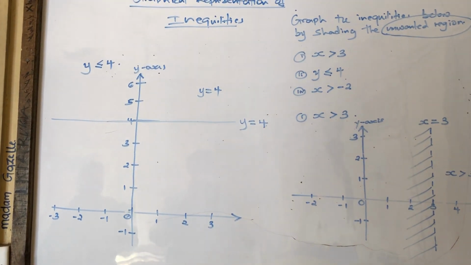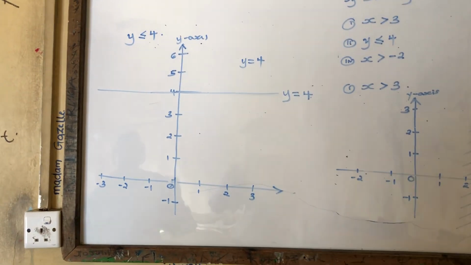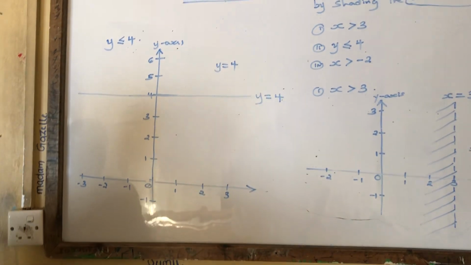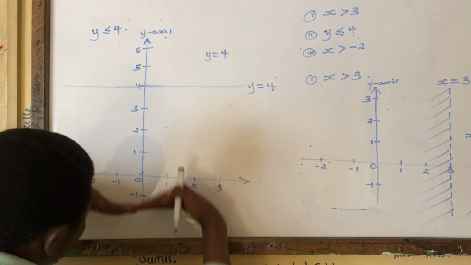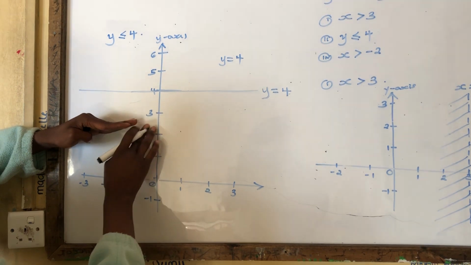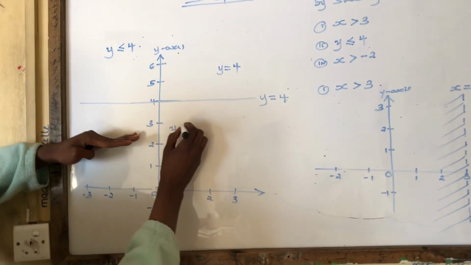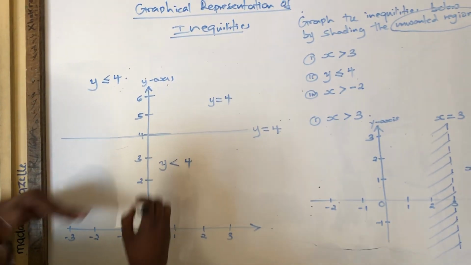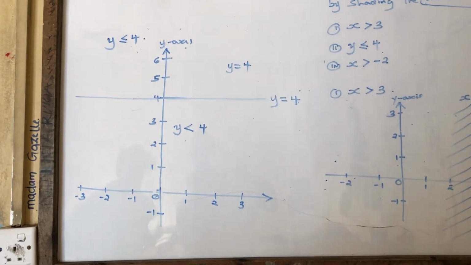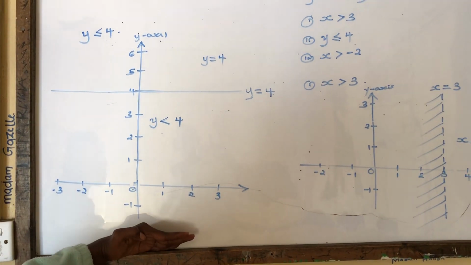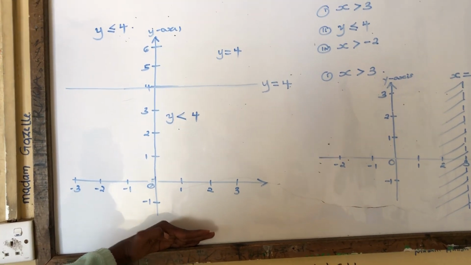What then are we going to do, or how do we shade the unwanted region? This is the line y is equal to 4. The region from the line going downwards should be described as the region where y is less than 4.